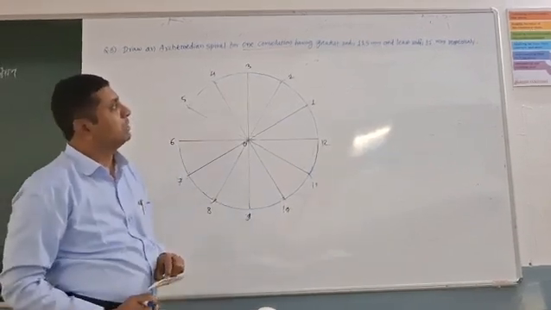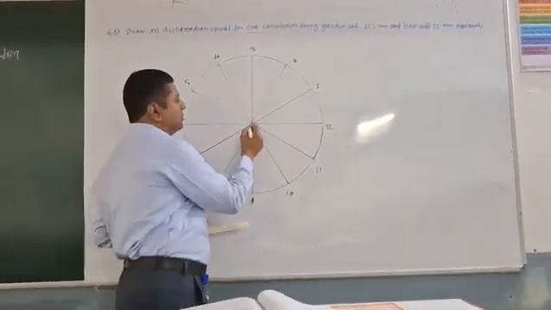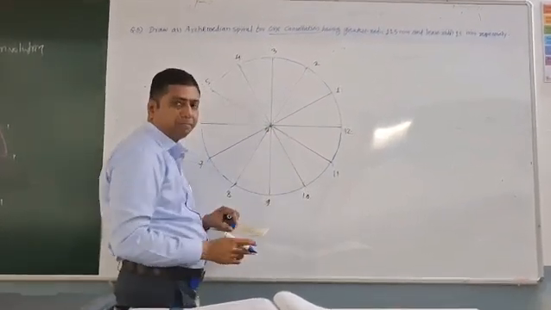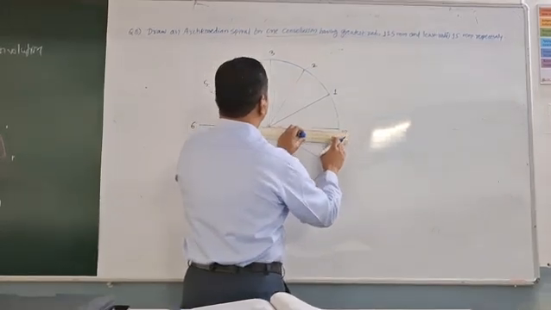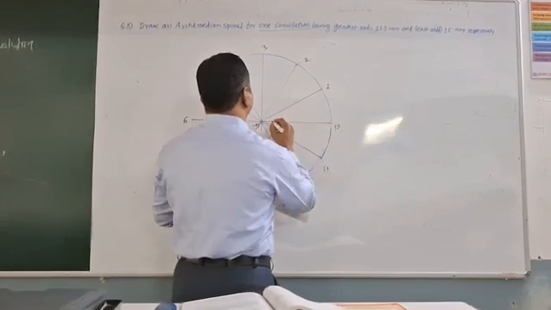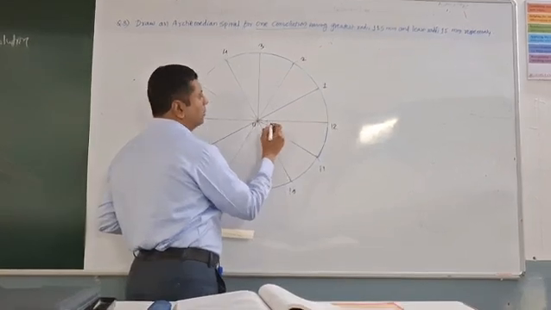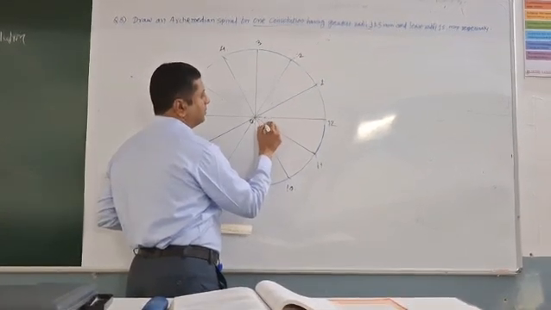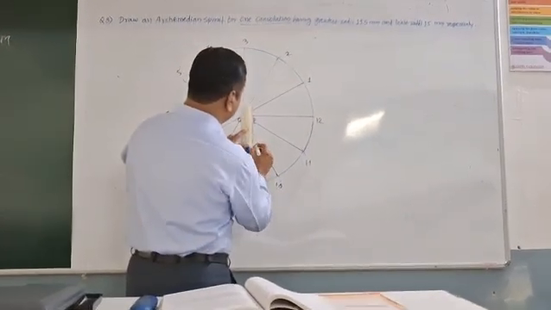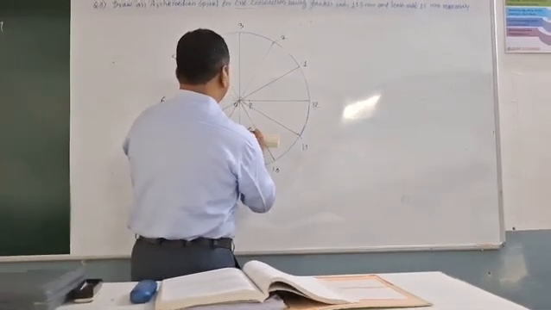Next, in this question the least radius is given, that is 15 mm. So what you have to do? From center O, mark a distance of 15 mm towards the right. Mark distance 15 mm from the center pole and mark this point as P. This distance is 15 mm.